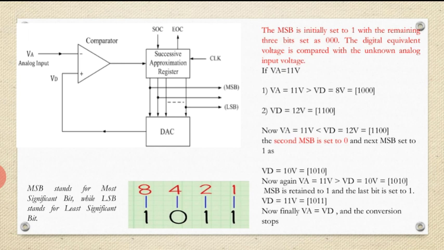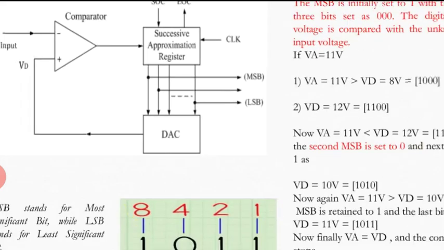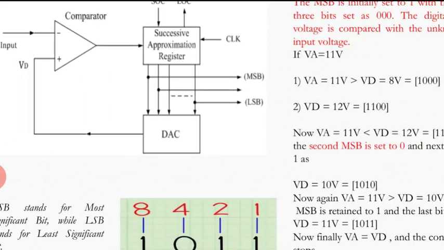Next, it will be given to the DAC. In between there will be an MSB and LSB. MSB stands for most significant bit, and LSB stands for least significant bit. On the left hand side is the MSB, and on the right hand side is the LSB. The MSB and LSB are the digital bits that will be given to the DAC. The DAC does digital to analog conversion, and its output will be given as input to the comparator, VD.